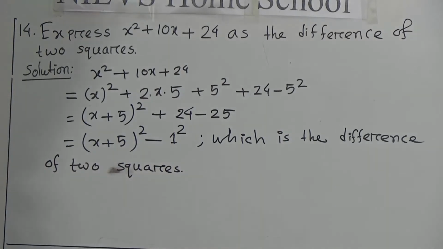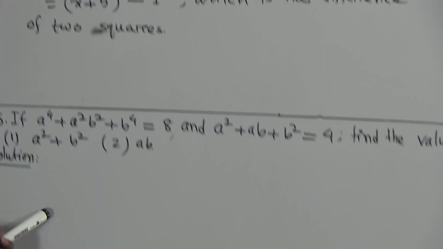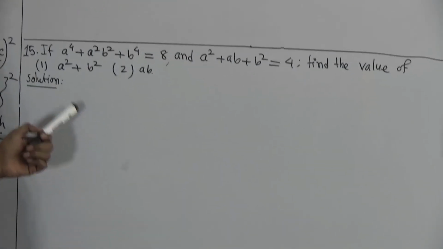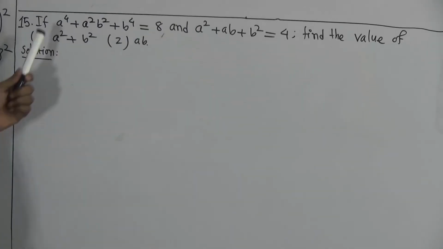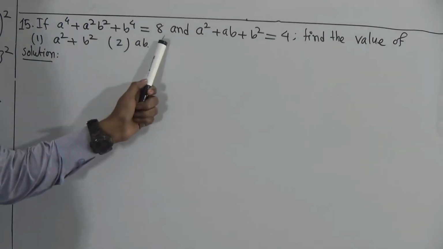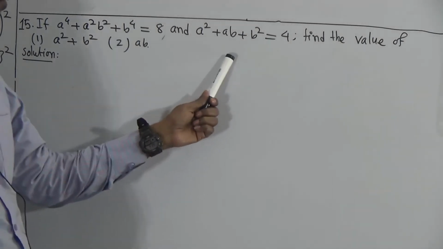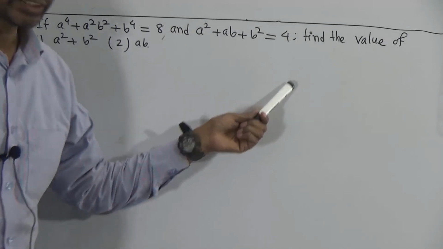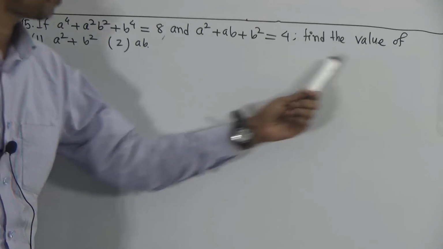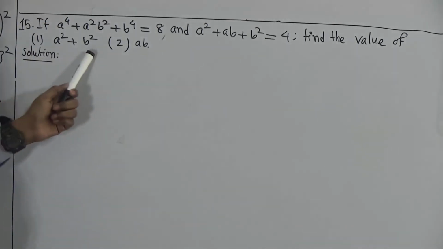I hope you understood. Now I will solve question number 15. Dear student, please notice this is a very important question. Question number 15: if a power 4 plus a square b square plus b power 4 equals 8, and a square plus ab plus b square equals 4, this information has been given. Now our question: find the value of a square plus b square.